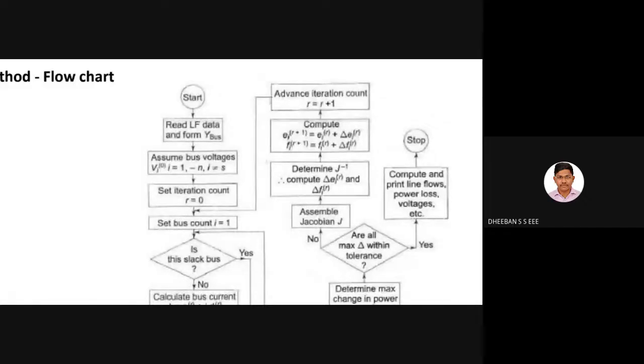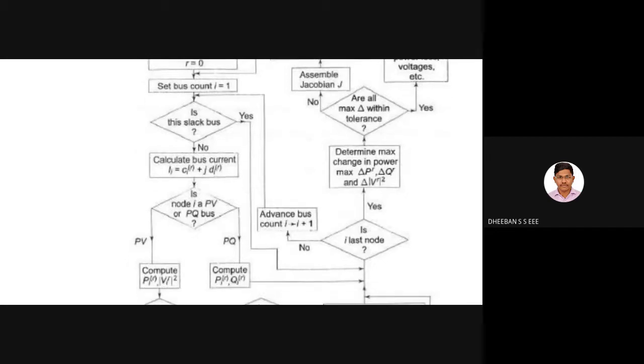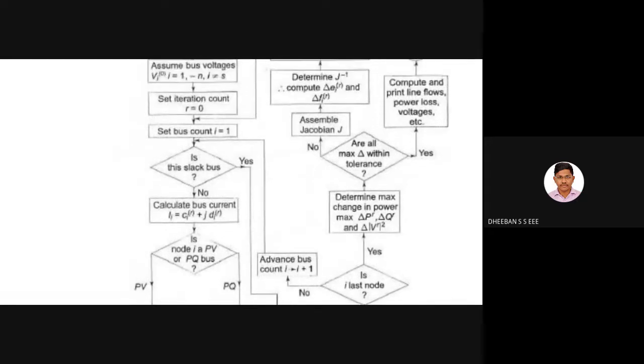The iteration count you have to increase. After increasing the iteration count, you again come through your first bus onwards. That is, again you have to find the voltage equation for all the buses. After finding the voltage equation, you again find the value of your del P and del Q, and check the limit. If the limit is satisfied, then you can just close the problem.